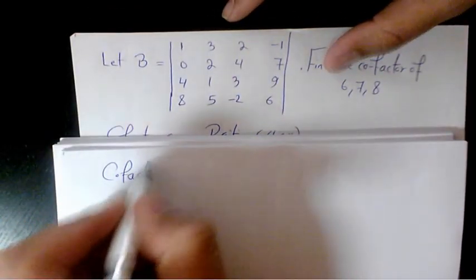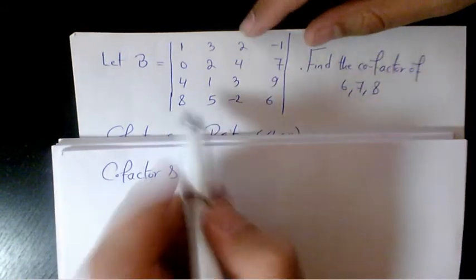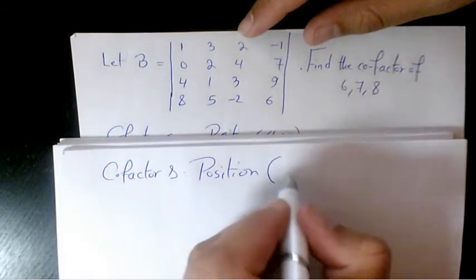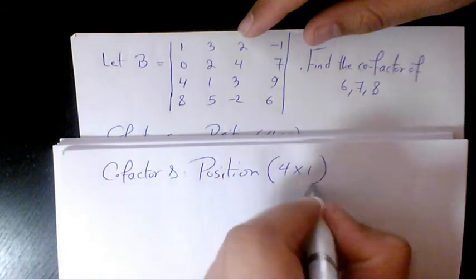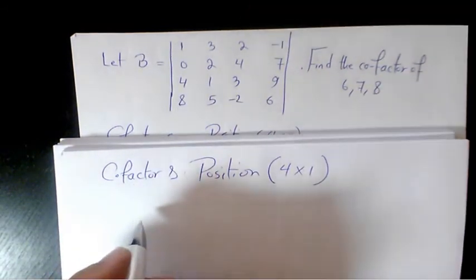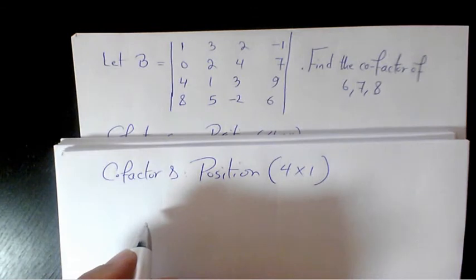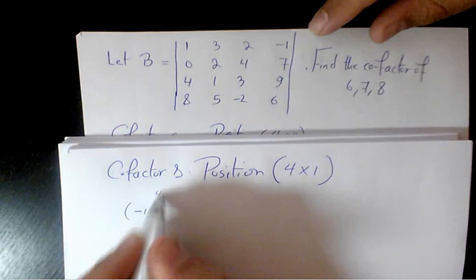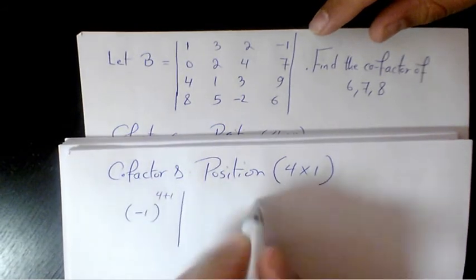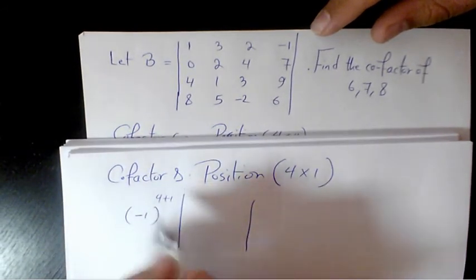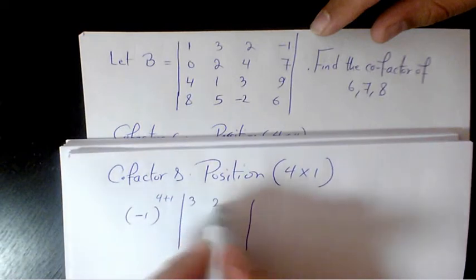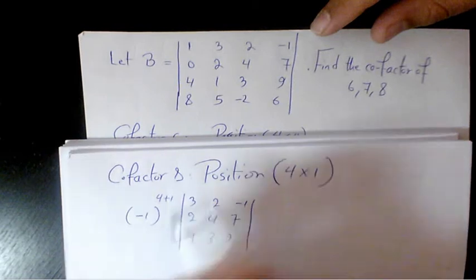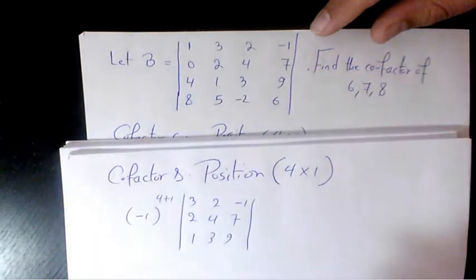Cofactor 8. 8 is position 4 and 1, the 4th row and 1st column. So it's going to be negative 1 to the power of 4 plus 1 times the determinant of 3, 2, negative 1, 2, 4, 7, 1, 3, 9. So it's basically this matrix.